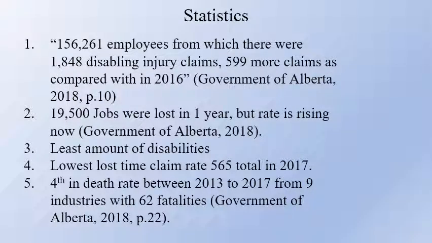The part that we are concerned with is obviously occupational health and safety. The statistics show that there were more than 150,000 employees in the field in Alberta. And out of these, 1,848 had disabling injuries after working there. And just in 2016 alone, there were 599 claims. There were 599 more claims in 2017 as compared with 2016, but this was still the least amount of claims.